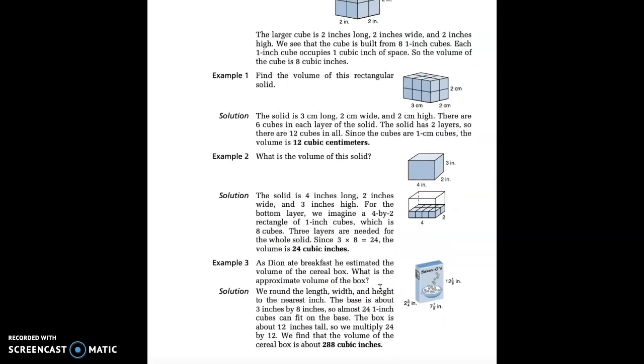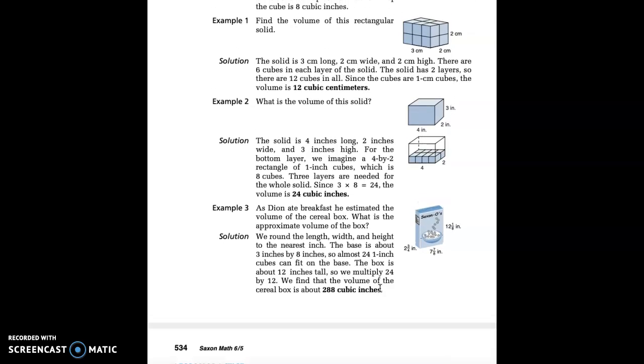All right, let's look at example 3. It says, as Dion ate breakfast, he estimated the volume of the cereal box. What is the approximate volume of the box? Also, let's just go ahead and acknowledge that this cereal box is called Saxon O's. I wonder if when they came up with this, if they were all patting each other on the back for being super creative. All right, so let's go ahead and find out.